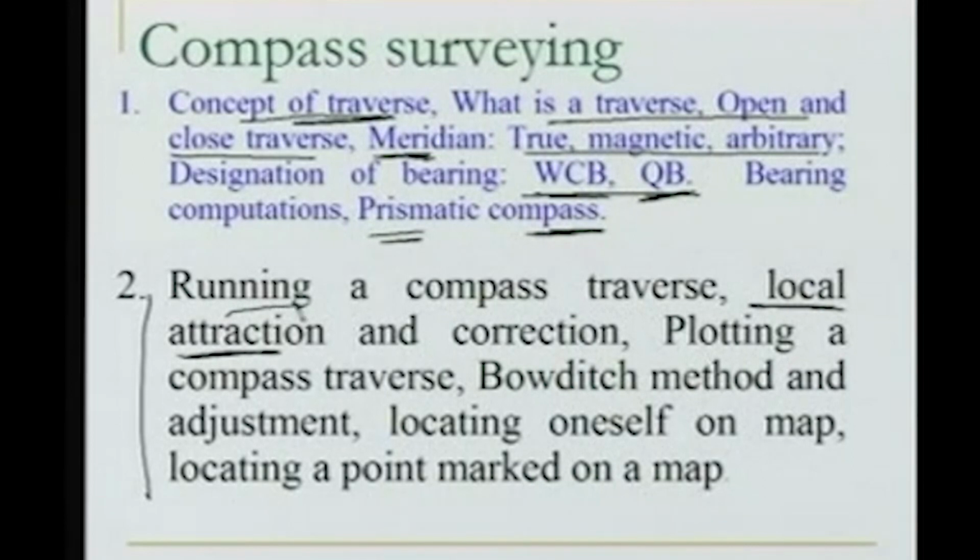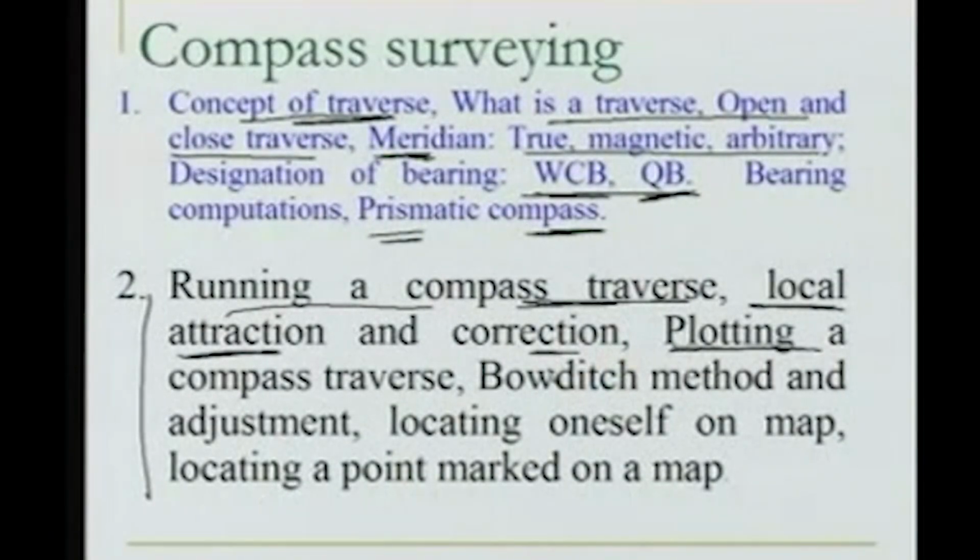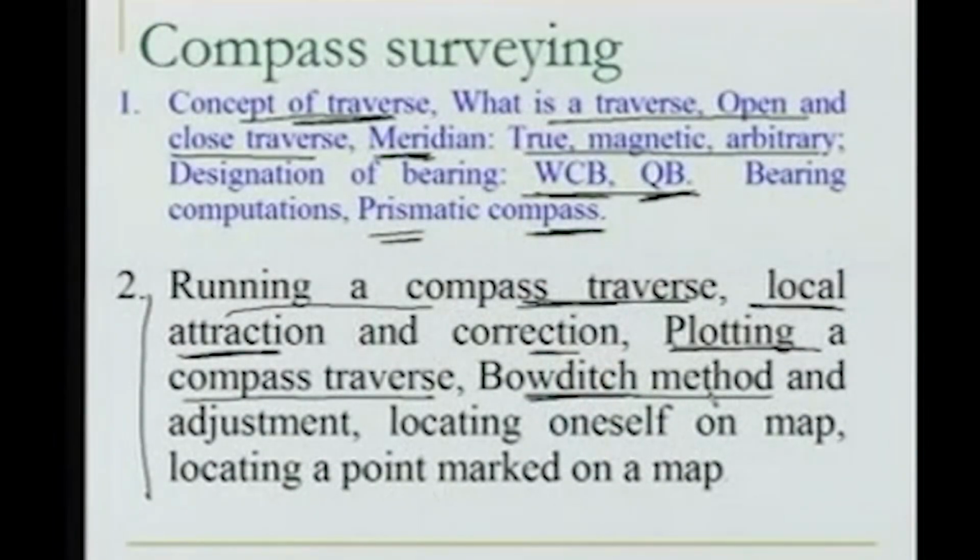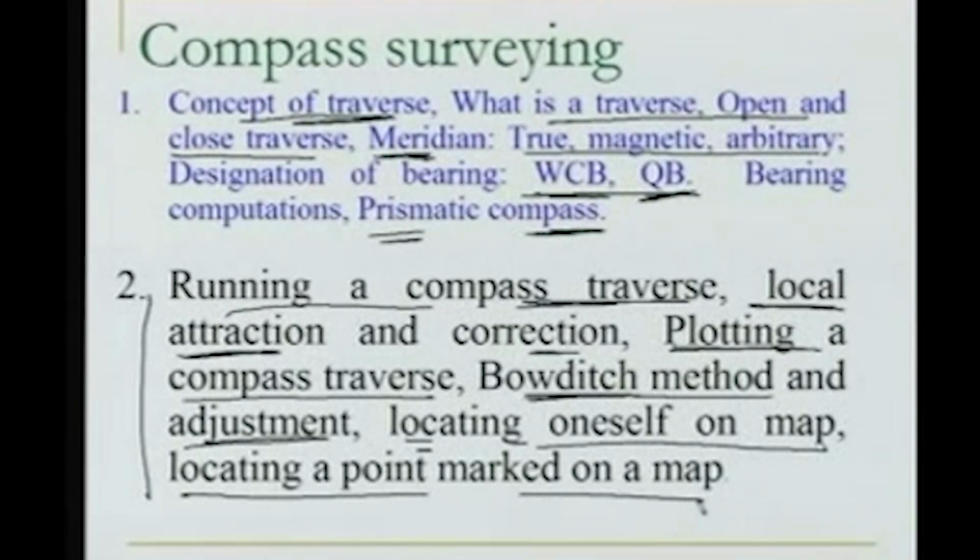Then we will run a traverse, and see how we can make a map with the help of compass surveying. Then we will talk about some corrections, and of course how we can plot our compass traverse. There are a couple of methods. We will look into Bowditch's method, which is a graphical method for finding the error or error adjustment. Then this is very important and very interesting: we can locate ourselves on a map, or we can locate a point which is marked on the map onto the ground. So these are the things which we will try to see today.